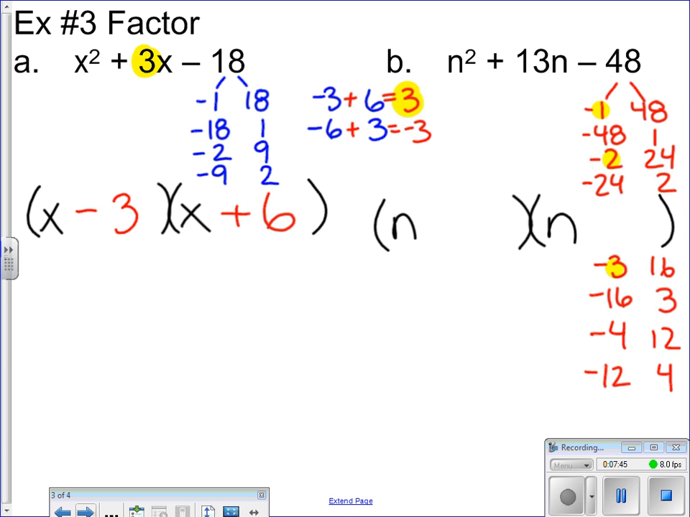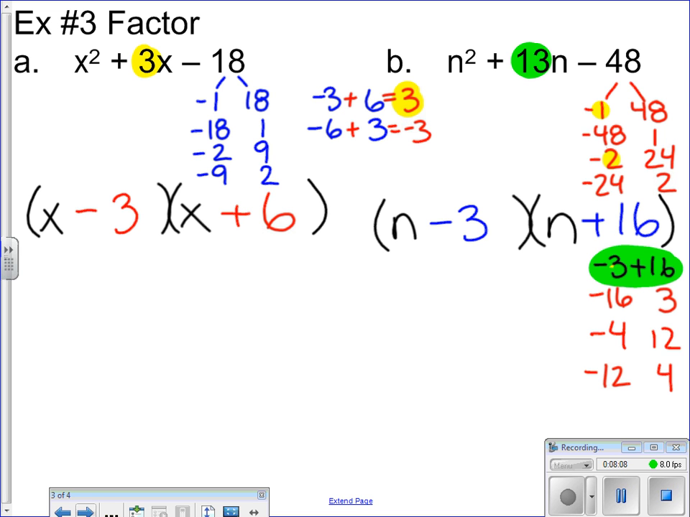Now, before I go on and do any more, I should check and make sure to see if I have a 13 in one of these. And I believe negative 3 plus 16 will result in a positive 13. So I'm going to put a negative 3 and a positive 16.